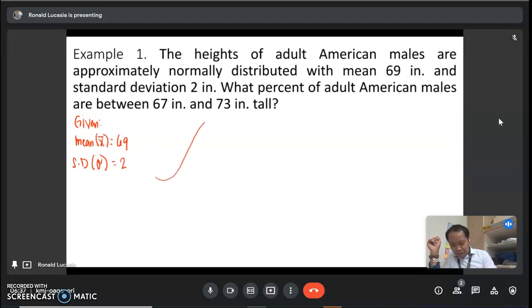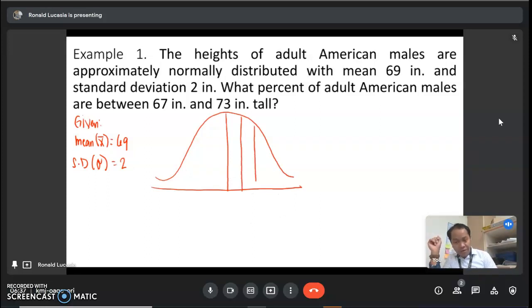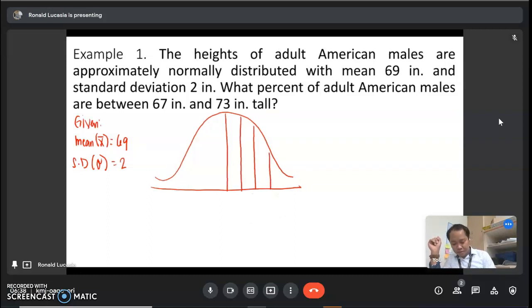So you draw a normal distribution. The middle one is the mean. One standard deviation above the mean, two standard deviations above the mean, and three standard deviations above the mean. This is one standard deviation below the mean, two standard deviations below the mean, and three standard deviations below the mean. So the mean is 69.